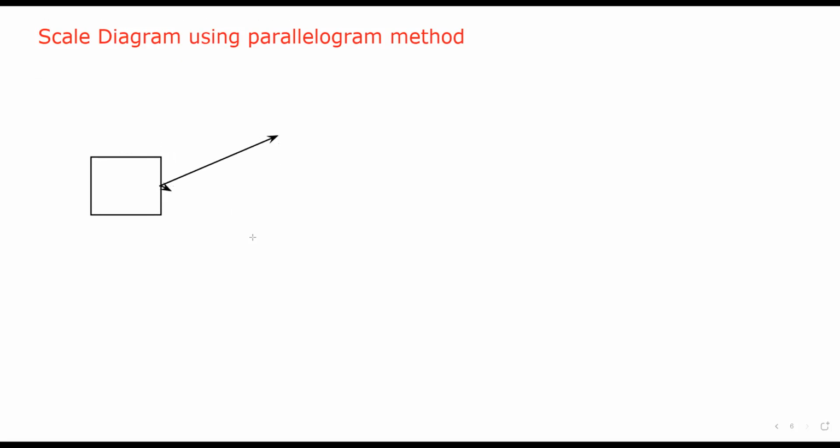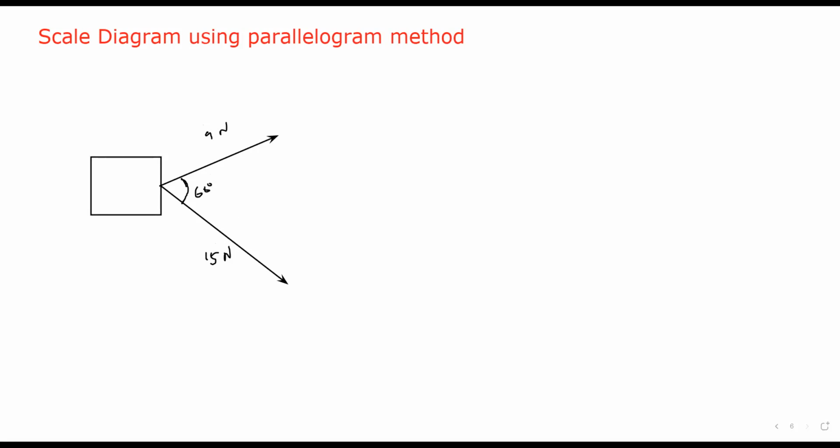There are two forces, two vectors. One is, for example, 10 Newton and another one is 15 Newton. Or one is 9 Newton, another one is 15 Newton. And the angle between them is 60 degrees. Now what steps will we follow?